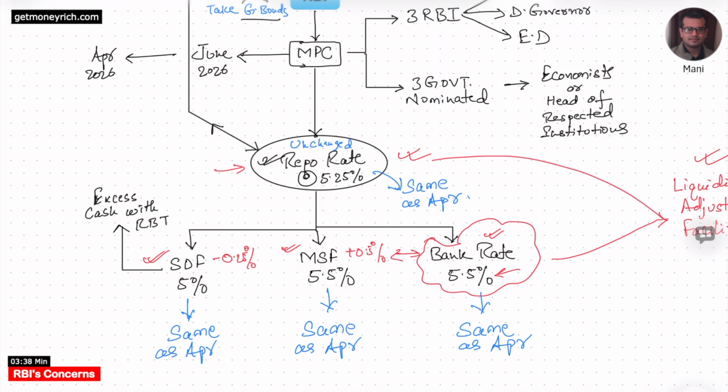So why have they not lowered the interest rate? There is a clarification for that. And the words that RBI has used to explain their stance on the repo rate and other rates is that the economic environment is uncertain.